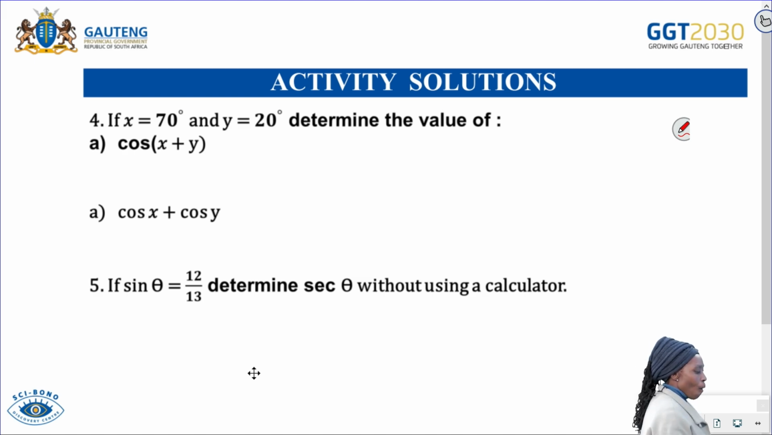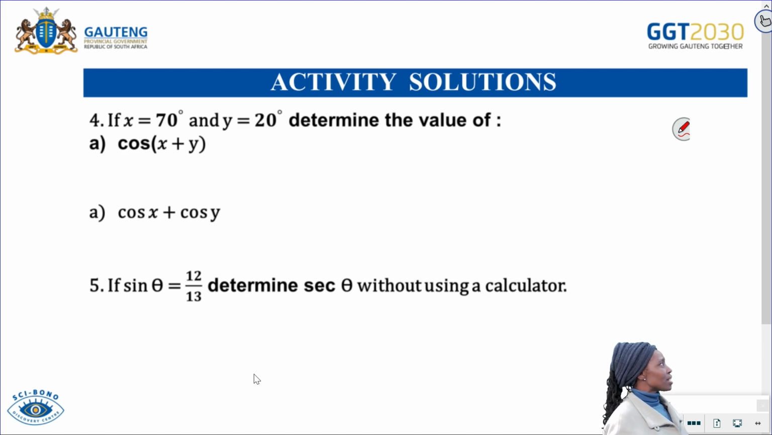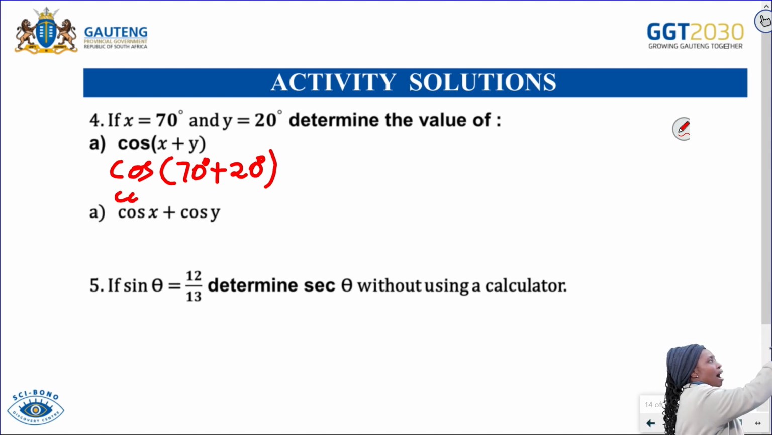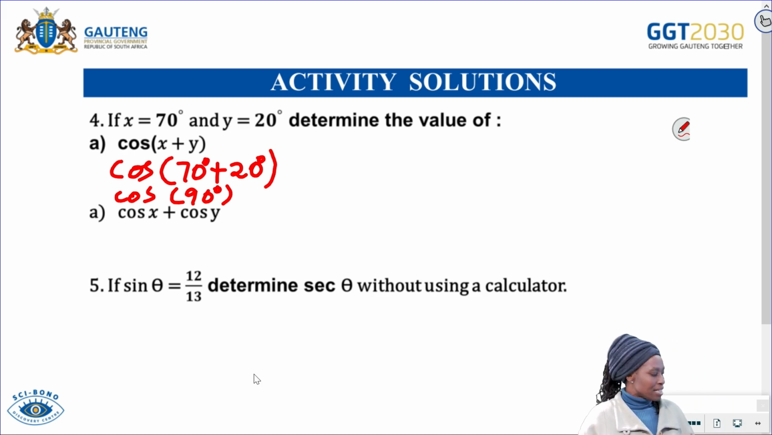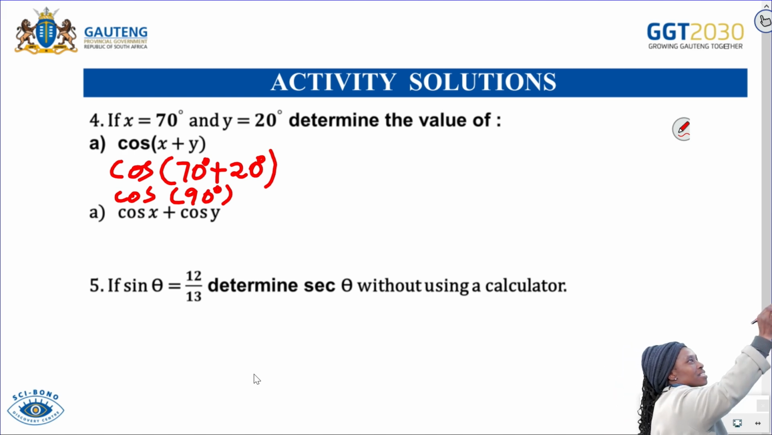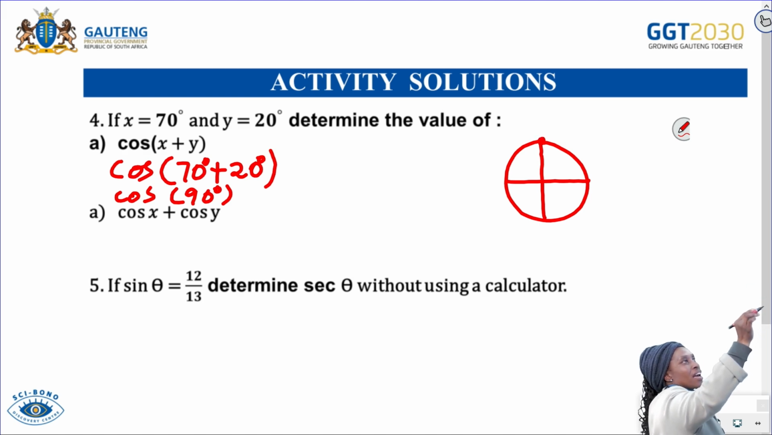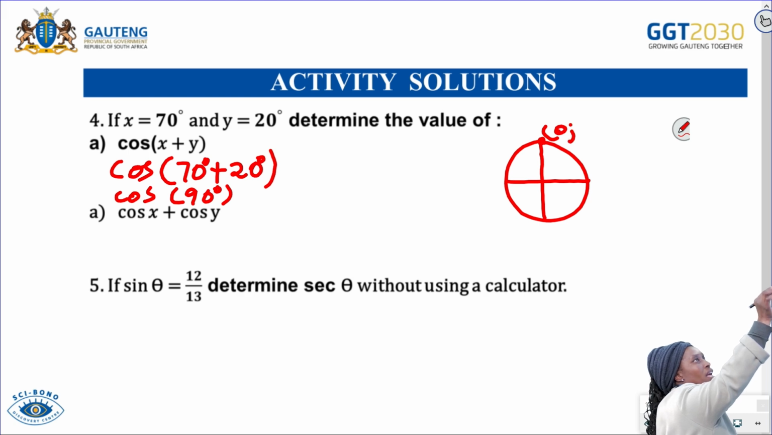Question 4. What I do first here, because I have the values, they say my x is 70, my y is 20. So I will substitute cos bracket 70 plus my y is 20 degrees, and I start inside the bracket, I add the 2, I get cos 90 degrees. Remember, I said when you are calculating this one, you can use your special angles. I know on my special angles, I have a unit here as 0, and this is 90.